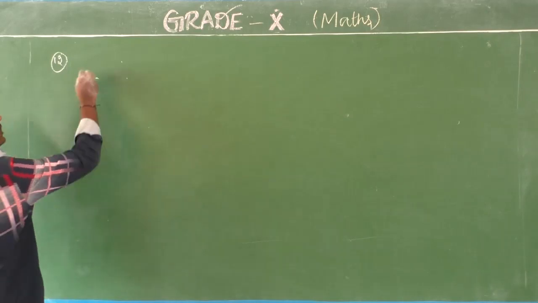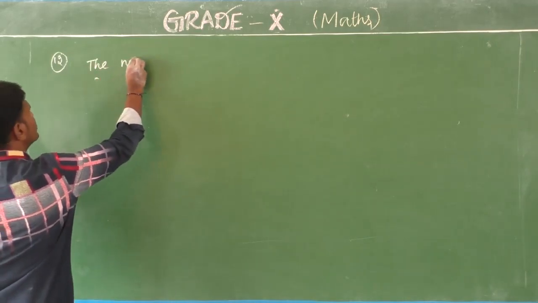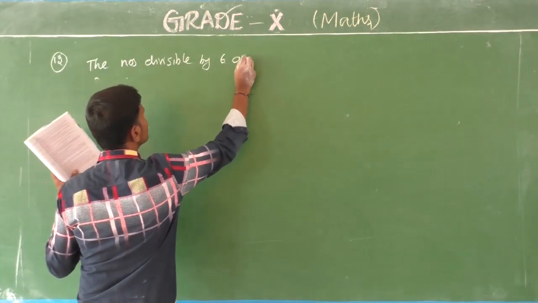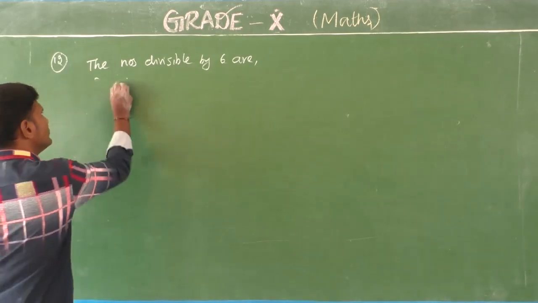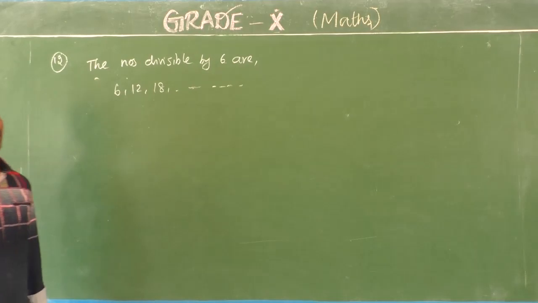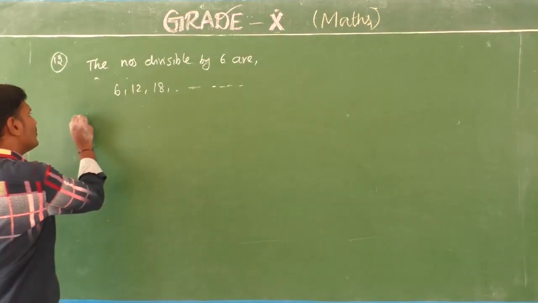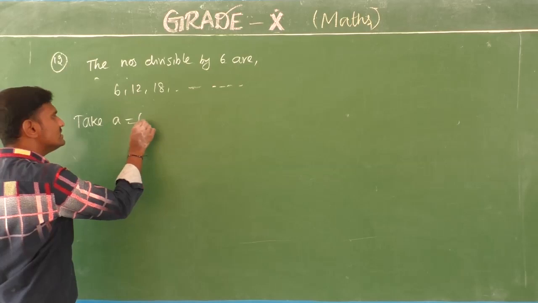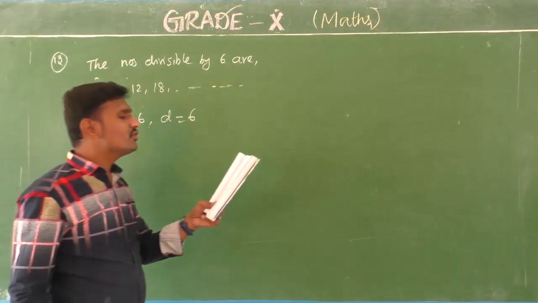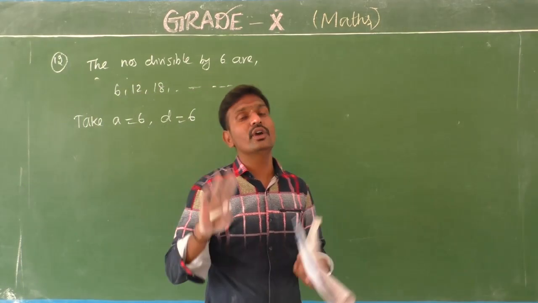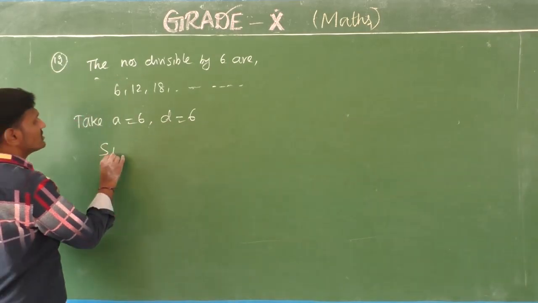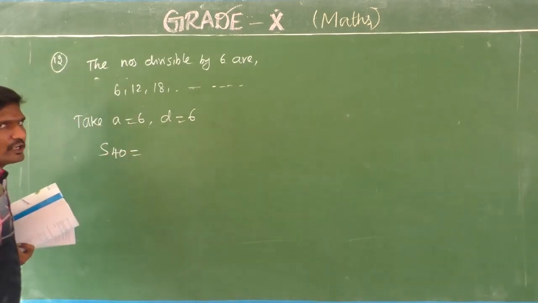What are the numbers? So the numbers divisible by 6 are, what are they? You know? 6, 12, 18, and write the 6th table. That's all. Okay. So now you have value of a equal to 6 as well as d also 6. Now what they are asking? Find the sum of first 40 positive integers. They are asking only the 40 positive integers.